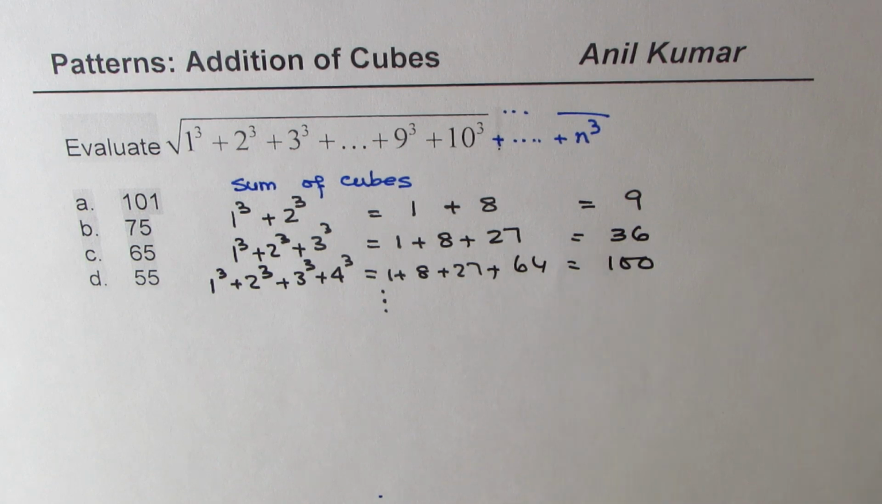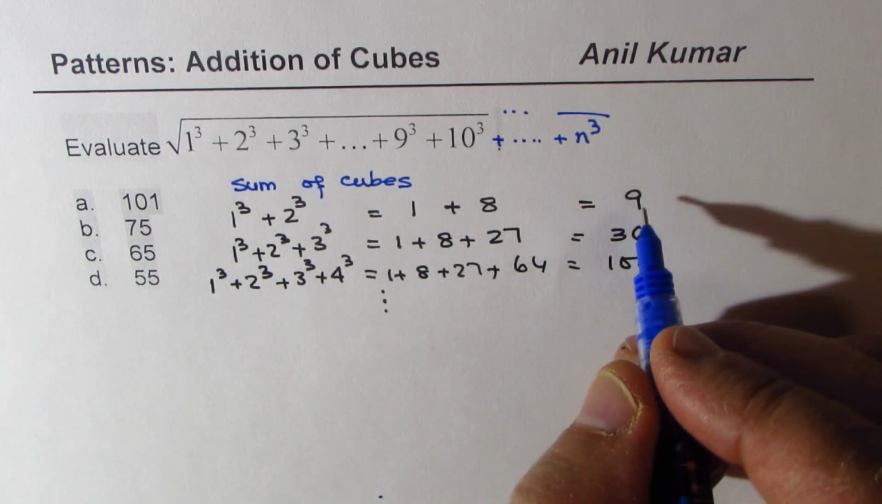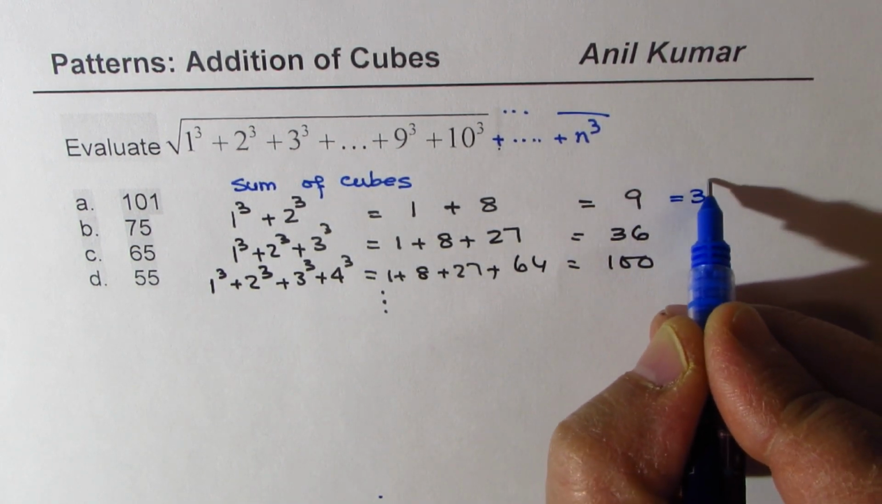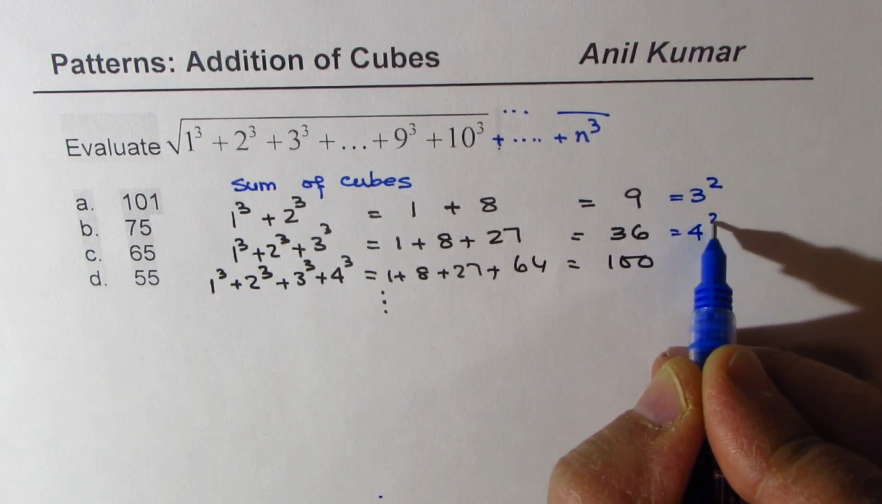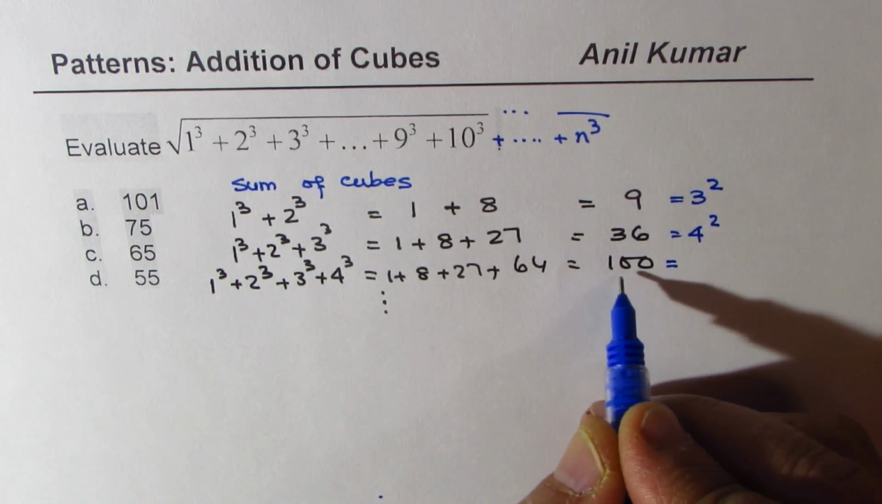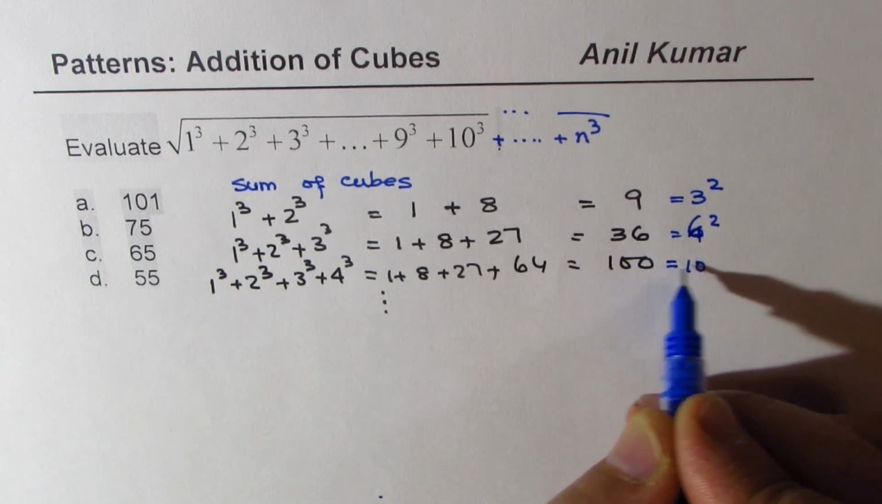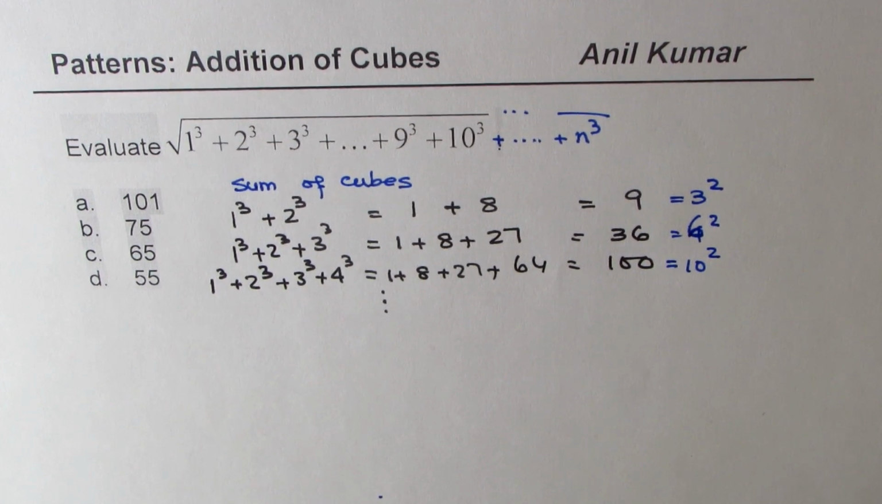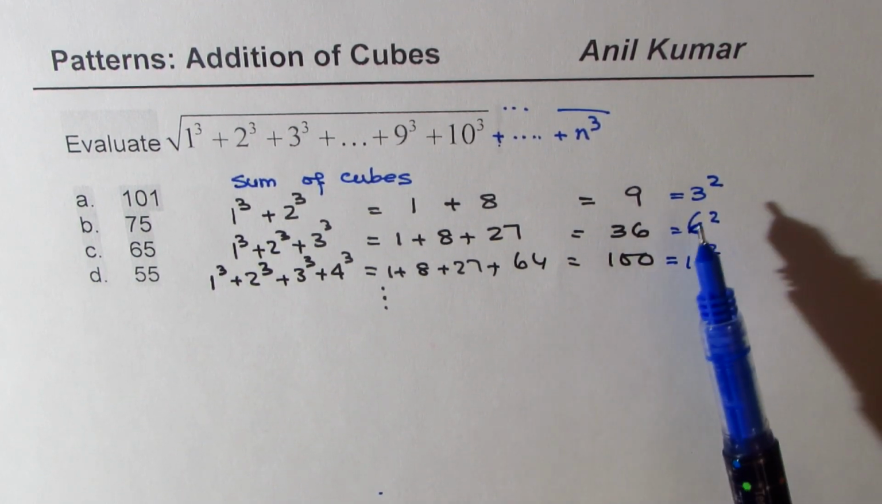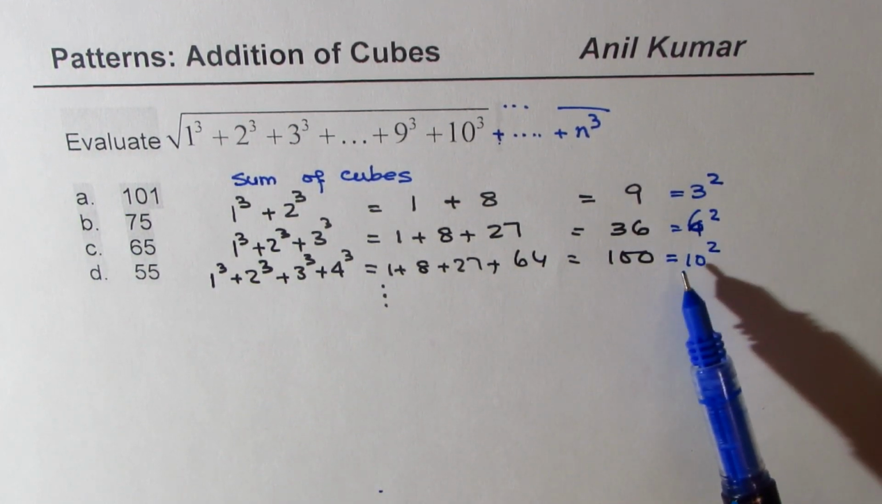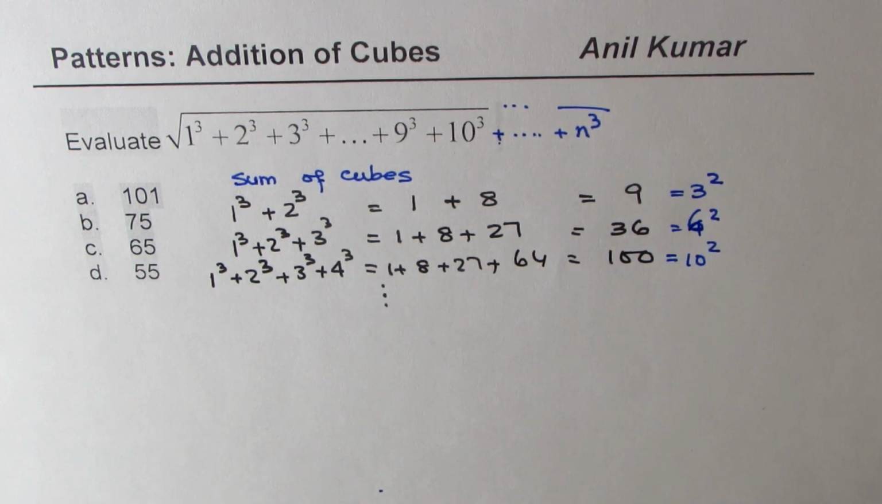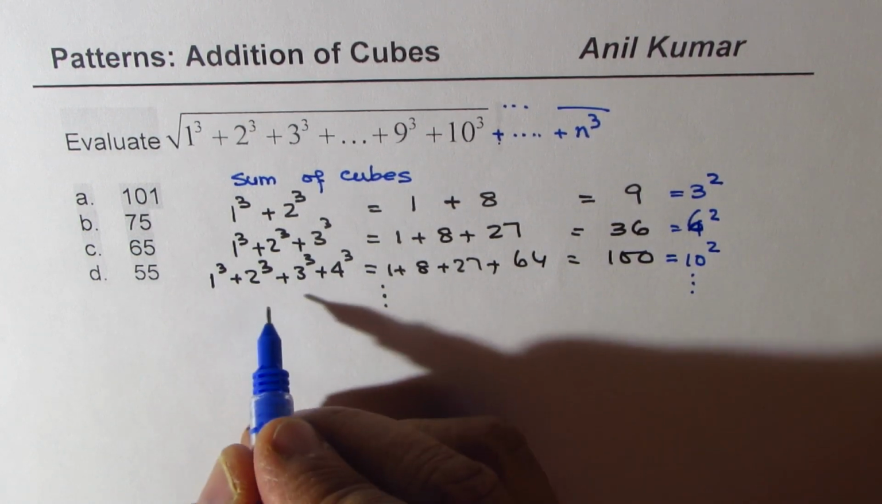But on the other hand, we notice something very interesting. What do we notice? These are perfect squares, right? So 9 is 3 square and 36 is 6 square, and 100 is 10 square, right? Now these numbers 3, 6 and 10, do they remind you of something? These numbers are sums of natural numbers.